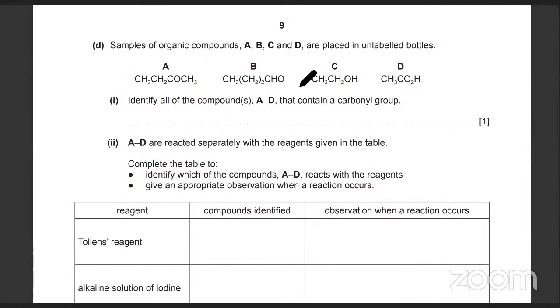So then you've got 4 compounds. He's saying identify all the compounds A to D that contain a carbonyl group. So CHO is definitely an aldehyde and CO is a ketone. So it's A and B. This one is an alcohol, and this one is a carboxylic acid. So they are not carbonyl compounds.